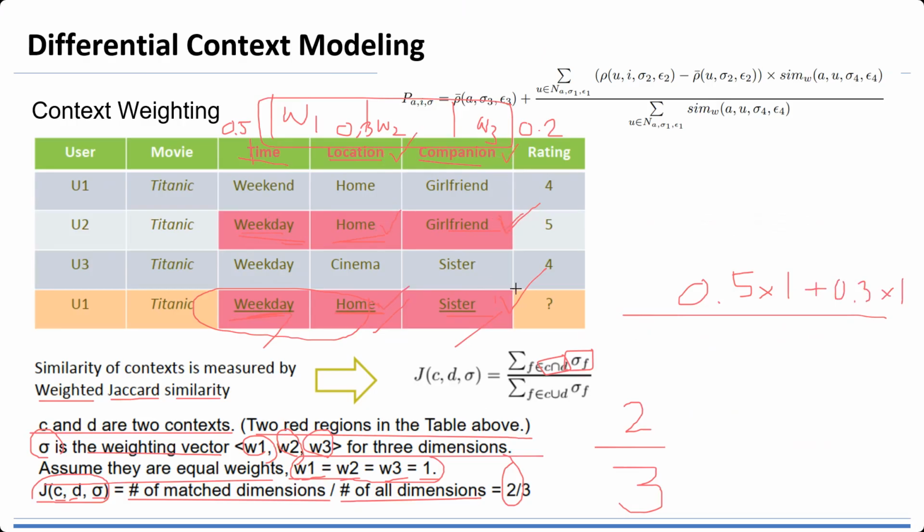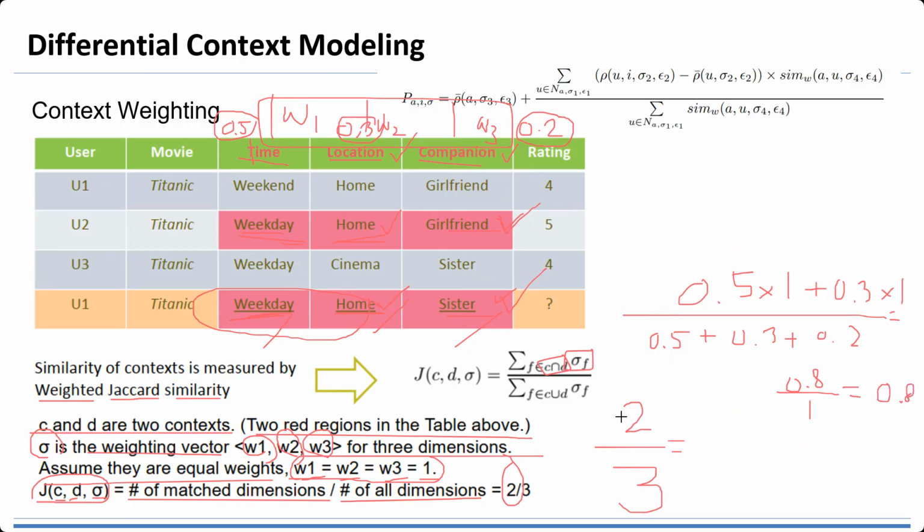So the girlfriend and sister is different. Then we will do the division with 0.5 plus 0.3 plus 0.2. This one is based on the 0.5, 0.3, and 0.2 here. Then we have 0.8 divided by 1. So you can see if we use the weighting factor, the value is 0.8.